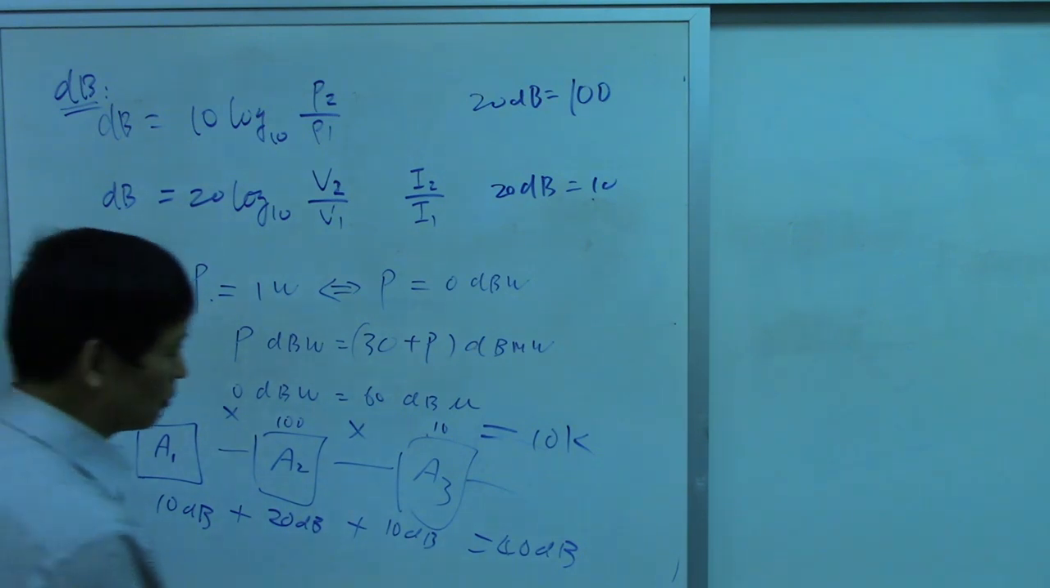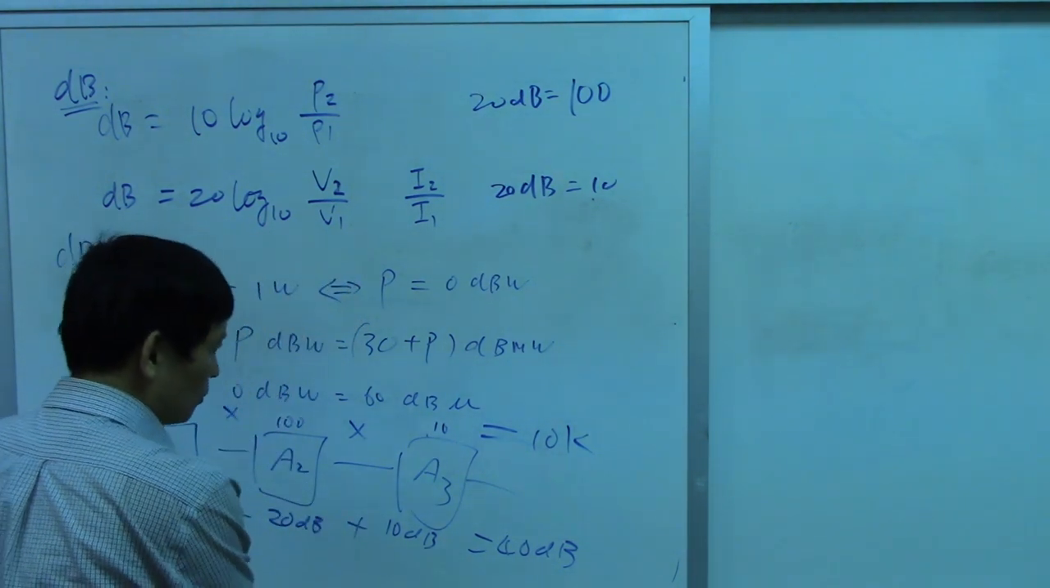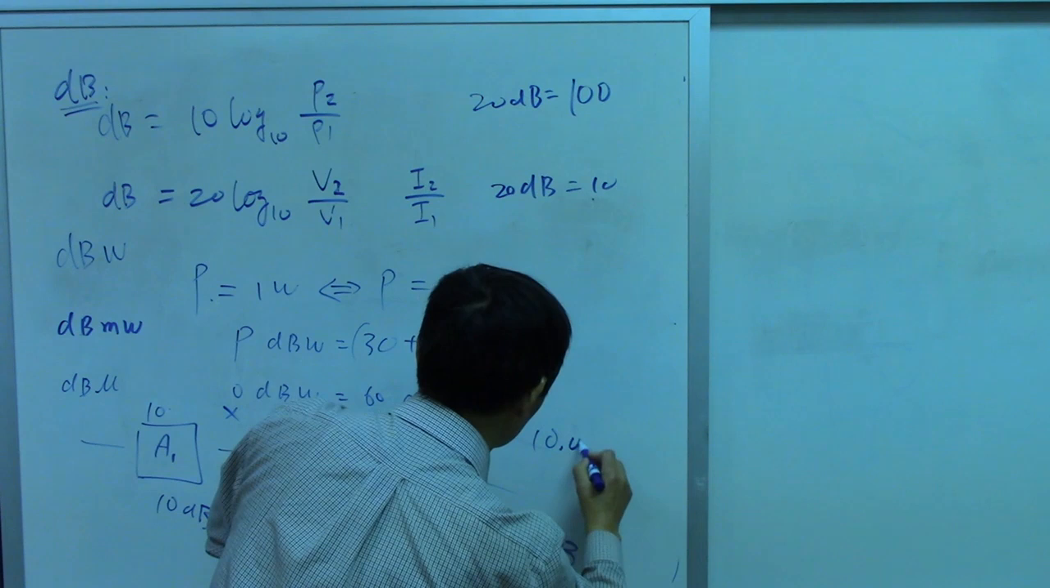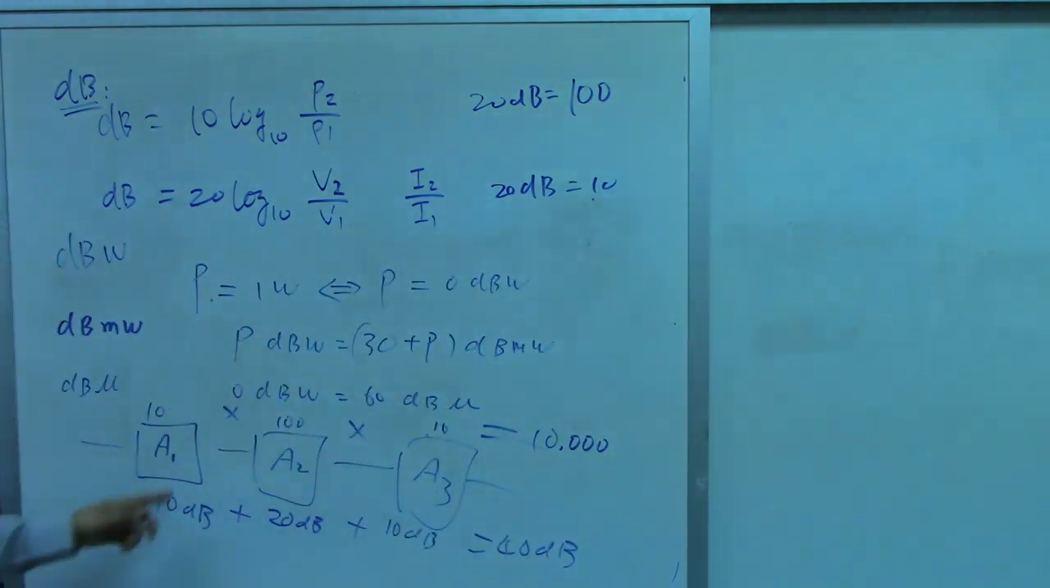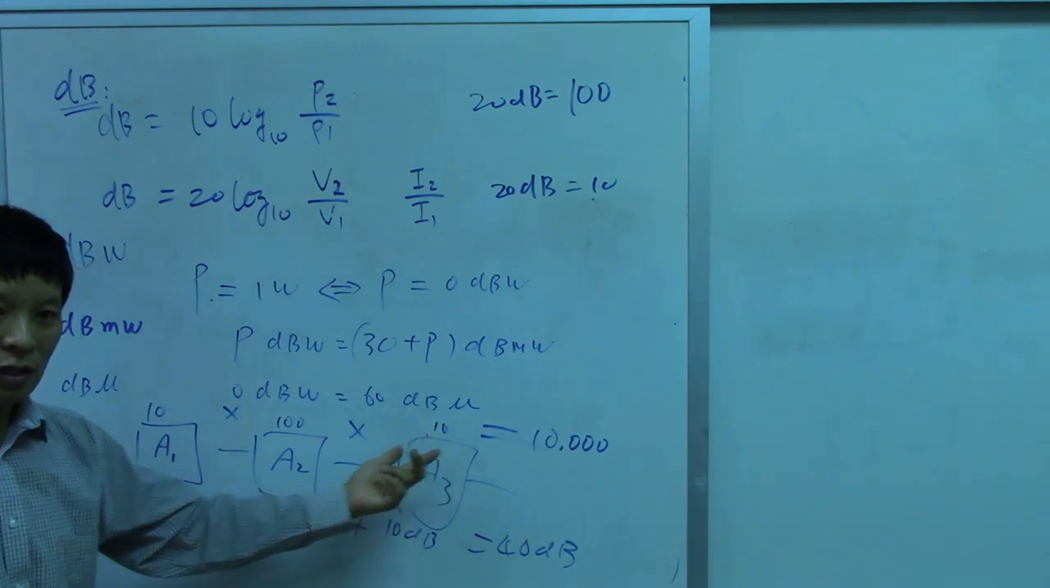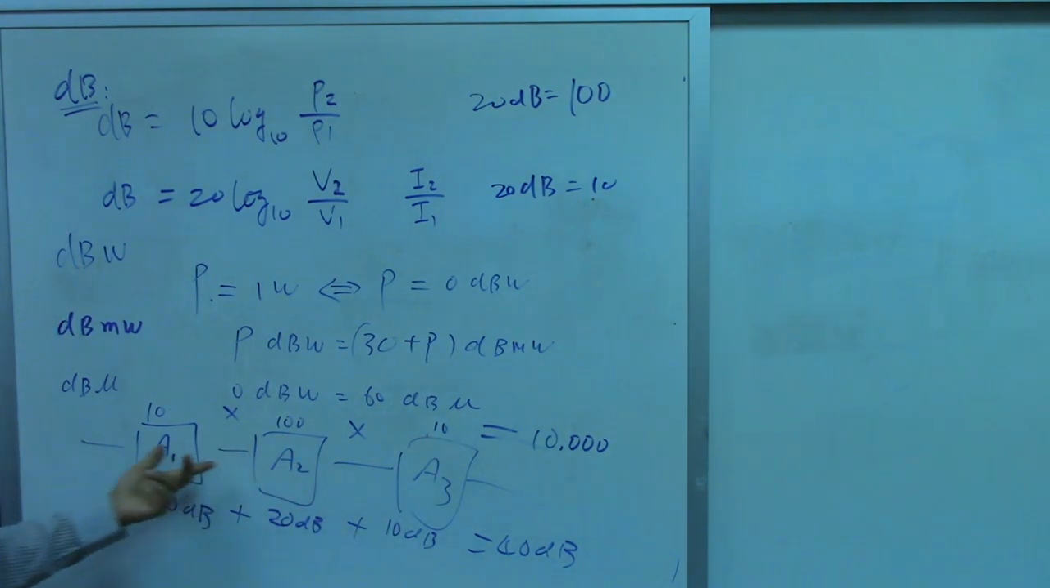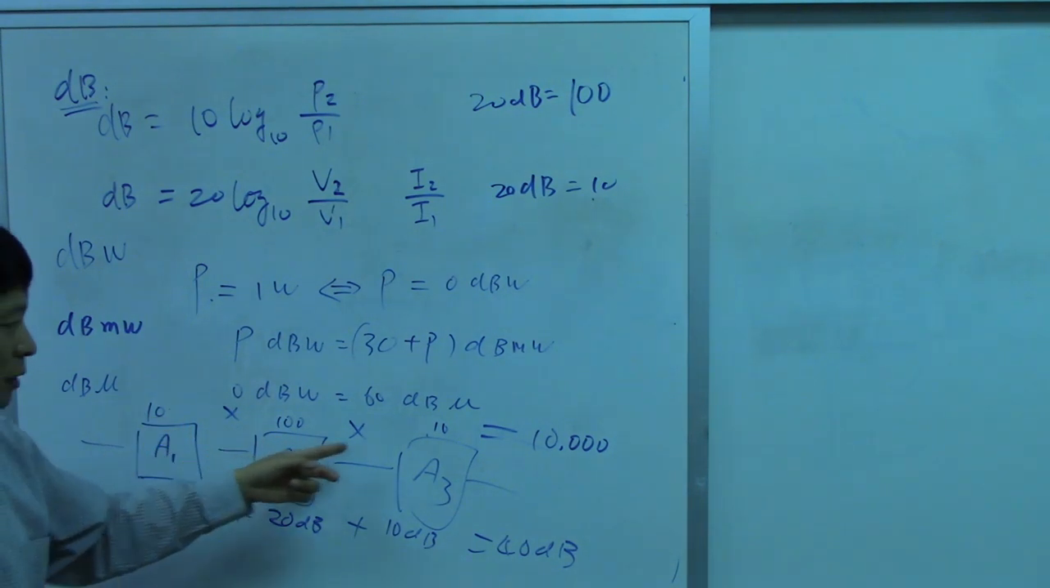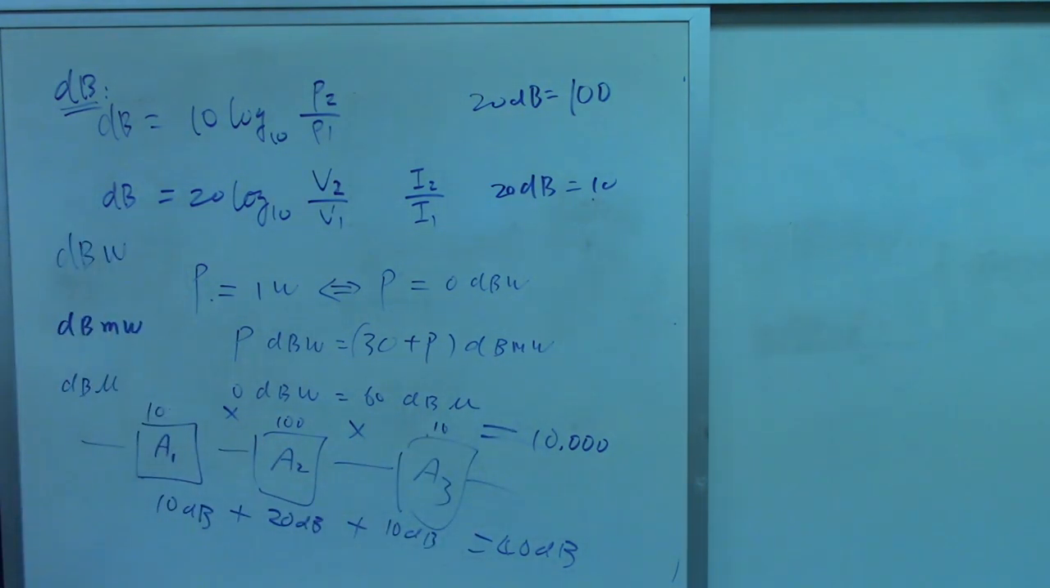So what is the unit of 10K? I mean 10,000. What unit? Unitless. It's just a factor. 10 times, 100 times, 10 times. That's the gain. And we connect these three in series. So the overall gain of this system is 10 times 100 times 10, so equals 10,000. That's unitless. Has no unit. The concept is easy, but we should be able to convert back and forth all these units very quickly.